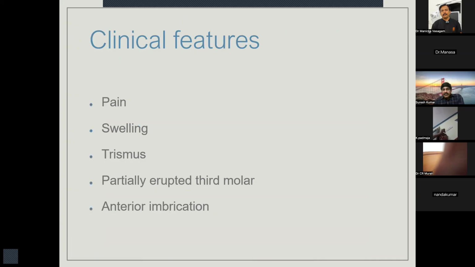Right, clinically, all these problems cause pain, swelling, trismus. Partially erupted third molars will be seen in the X-ray, and in a few cases you will also see anterior imbrication, especially in the lower anterior teeth.